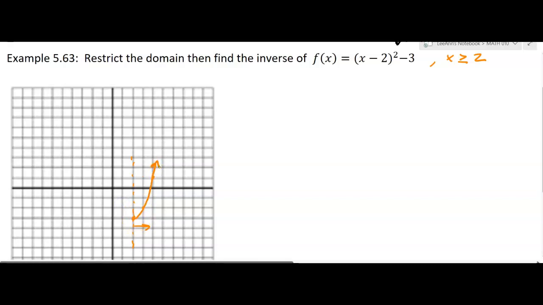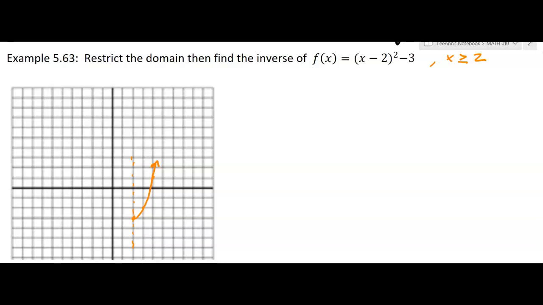Now you might be saying a couple things. One, could I restrict it to the other side? We did that in the previous problem. Yes, you could do that. Another thing you might be wondering is, well, how about if I restrict it so x is just greater than 4, say, or some other number? No, we can't do that. We have to be true to the function. And so half a parabola, that's okay. But less than that, that's not really okay.